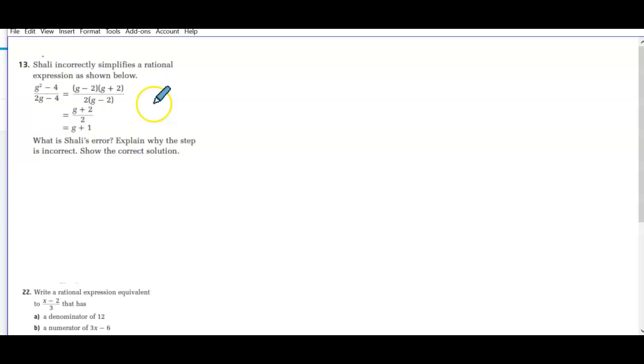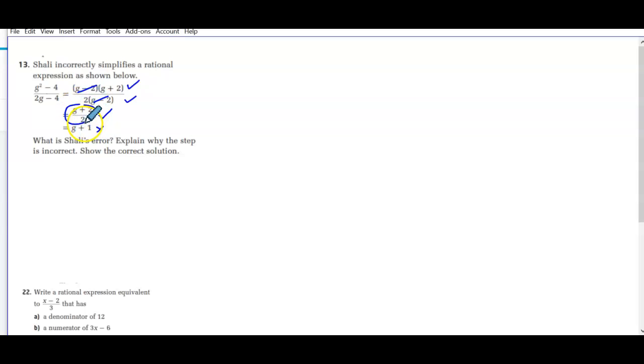So Shelley incorrectly simplifies this rational expression. What is her error? So let's take a look at this. This is a difference of squares, so that factors correctly. Here, 2 is common, so that factors correctly. So she did her factoring correctly, and then you would divide out the common factors. So she did that part right, and then she stated it as g plus 1. That's the wrong part. This is the final answer here, okay?